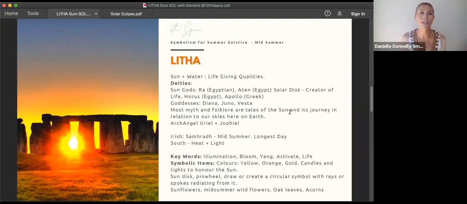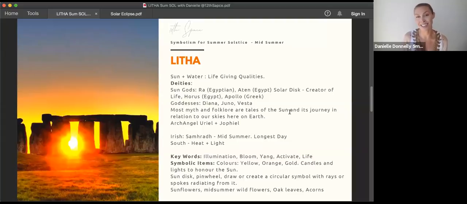Aten is also considered the solar deity in that it's the solar disk, and it was almost a non-humanized, non-physicalized deity. It was almost like a thing, the sun, the radiating light in the sky. The solar disk and the creator of life that came from that. That cannot be named, that cannot be embodied. It is all of that, if you know what I mean. And then you've also got Horus from Egypt as well.